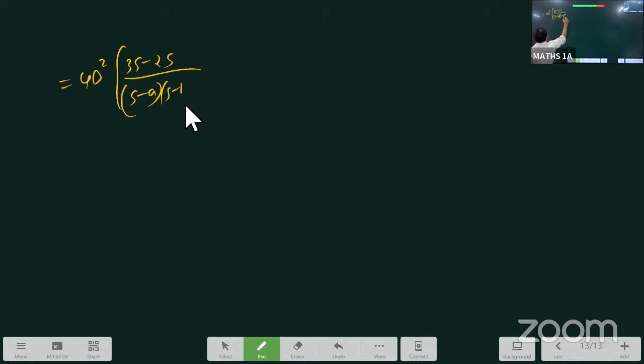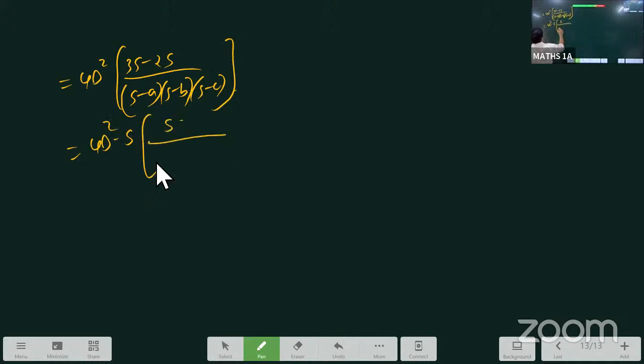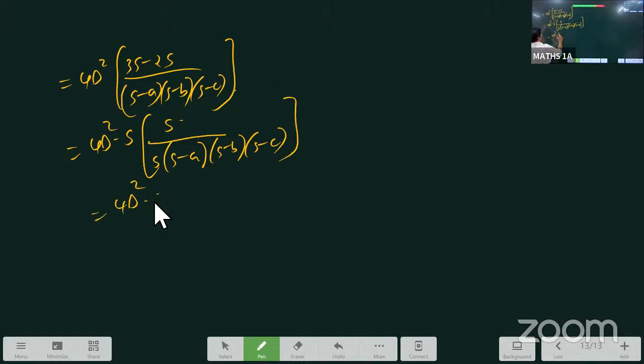3S, that is equal to 4 delta square. This is 3S minus 2S by S minus A, S minus B, S minus C. Now, 4 delta square multiply and divide with S. This becomes again S and S into S minus A, S minus B, S minus C. Here 3S minus 2S is S. I multiplied and divided with one more S. Is it clear? So that the denominator 4 delta square, this S into S by this becomes delta square.